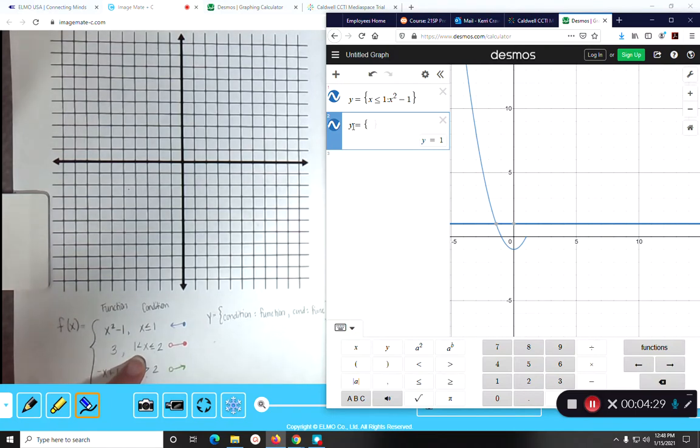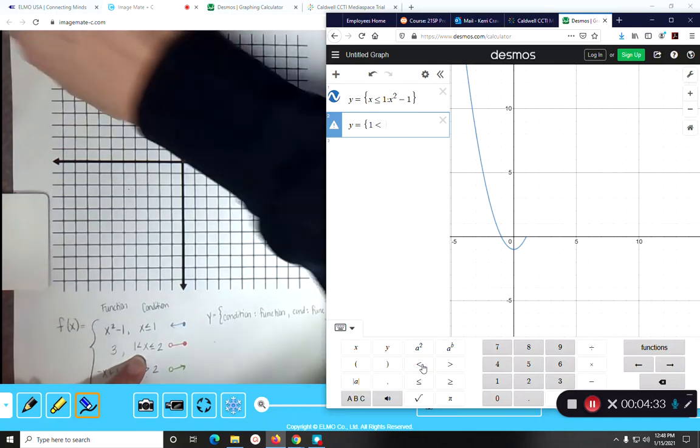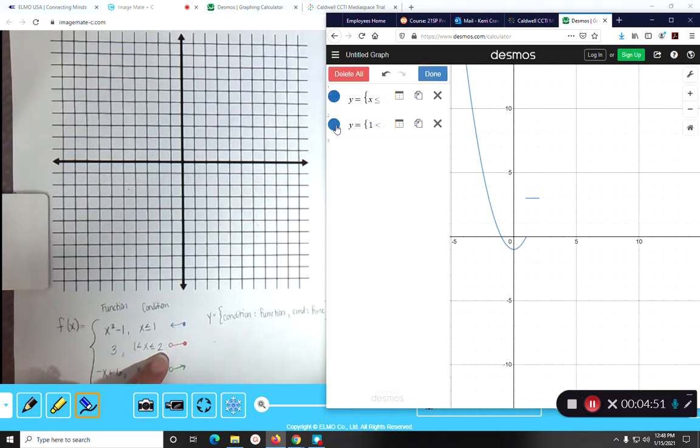My next condition is 1 is less than x is less than or equal to 2. Put my colon in there, and then my function is just a 3. Okay, now I don't want this one to be the same color as my last one. I color coded mine to be red, so I'm going to go over here and hit settings, change this to red, and I'm done with that.